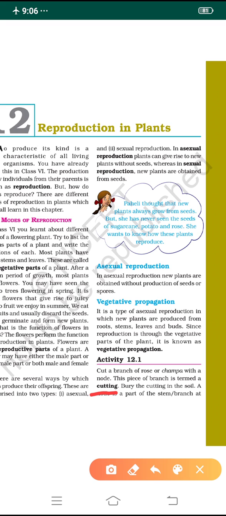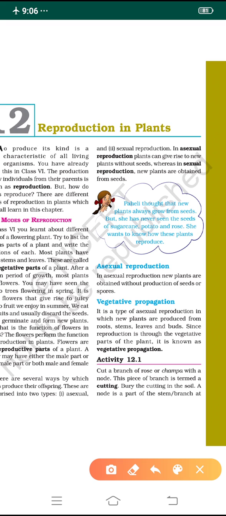So you have to bury the cutting in the soil. This branch or cutting which you have taken from the champa rose, you have to bury in the soil. Open the soil, put this cutting inside, and cover it again with the soil. This is called burying in the soil.